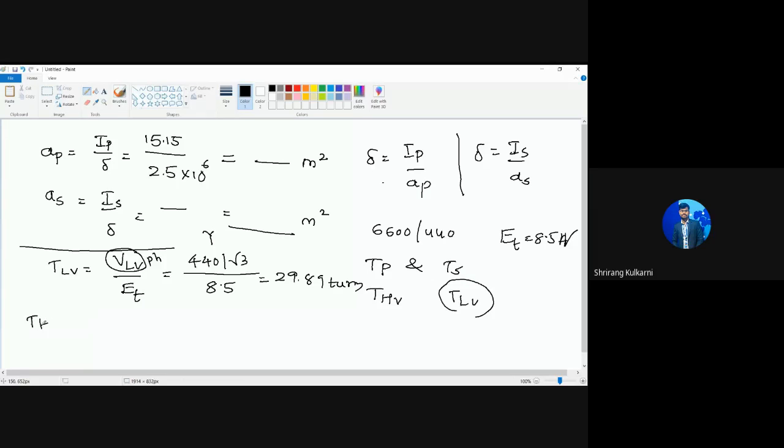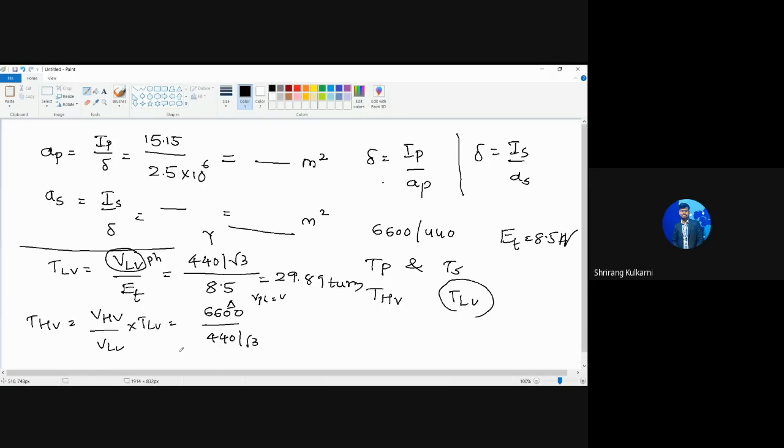So THV you can calculate. It is VHV by VLV into TLV. Just substitute all the data. THV is how much? 6,600 by 440 by root 3. Here we are not dividing by root 3 on the high-voltage side because it is the delta side. In case of delta, V phase is equal to V line. Directly you can substitute that.